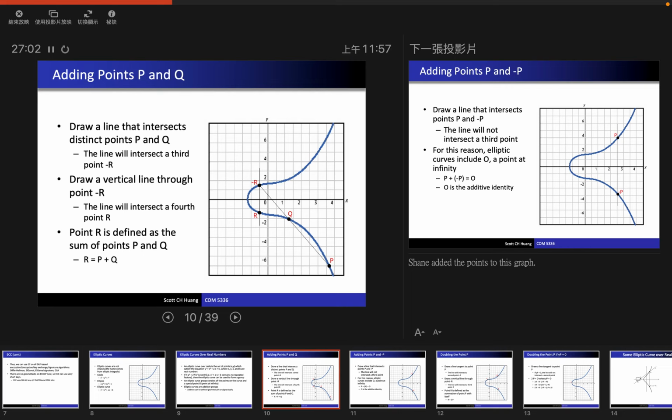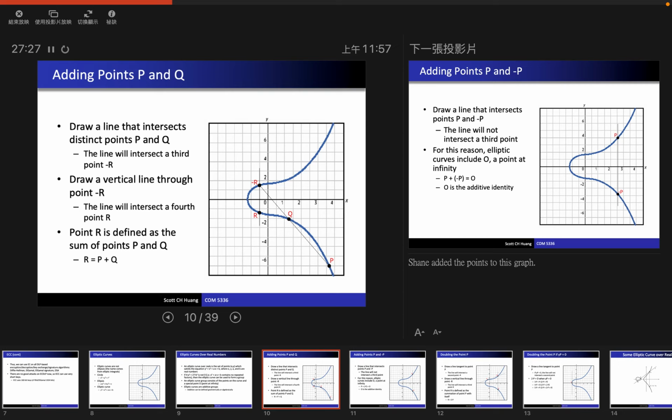So that's the definition. Well, in some cases, you may not intersect a third point, like this. Let's say this is a point, and this is another point, and then you draw a line. It really doesn't intersect at any point, because in this case you have multiple roots. That's kind of like a degenerate case.